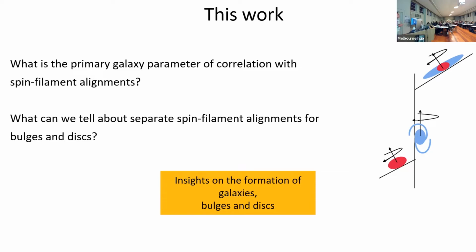And by these last three words, I mean the alignment of the galaxy spin axis with respect to the closest cosmic filament. And then if we go more into detail, what can we tell about the spin filament alignments of the galaxy components, such as the bulge and the disks?